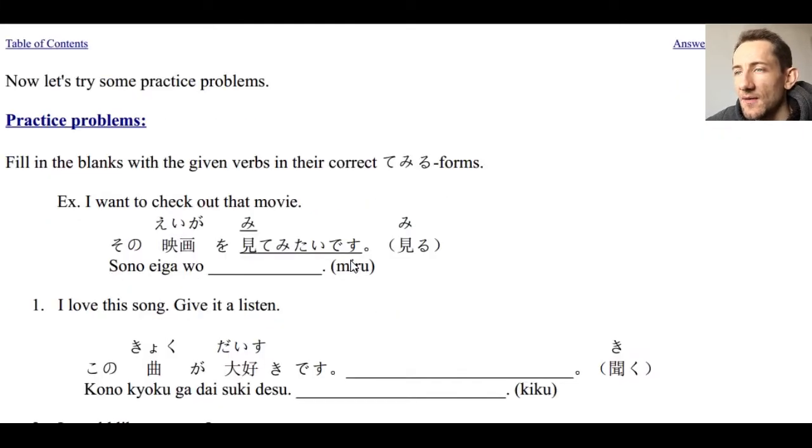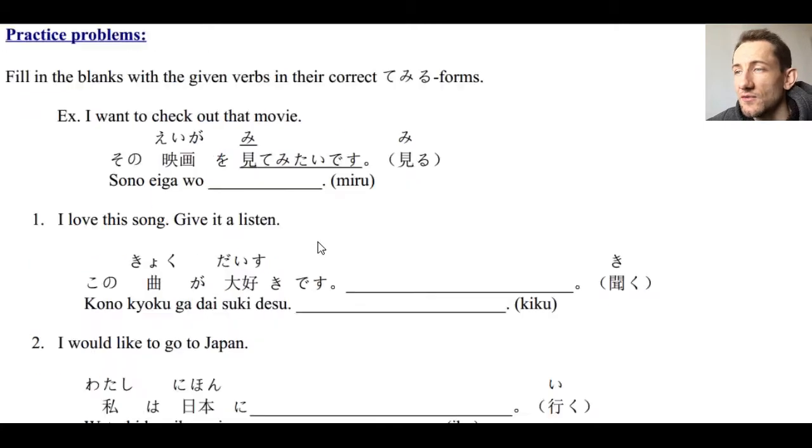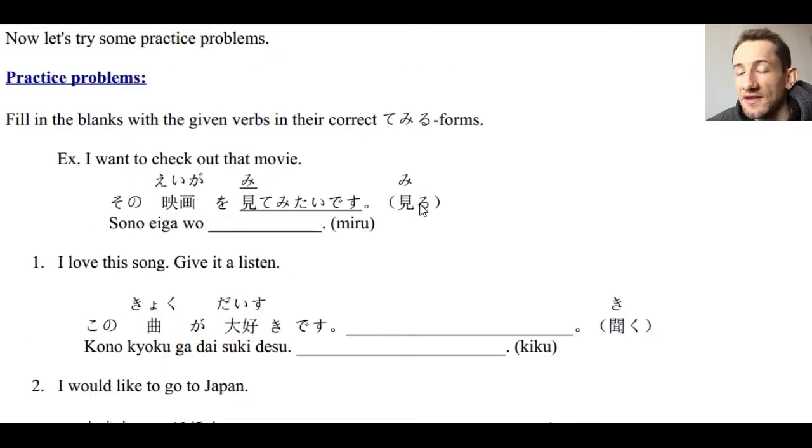So now we'll check out some problems. Basically, we're just going to fill in the blanks with the given verb in the te miru form. So we'll have to pay attention to the English translation. Maybe we'll have to use the past tense or the tai form or the negative form.